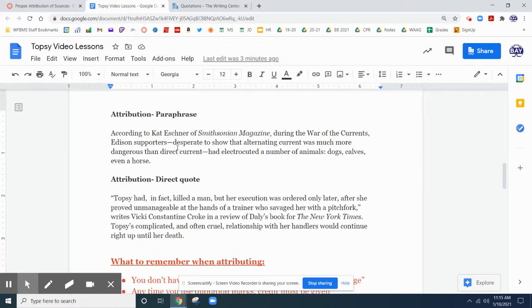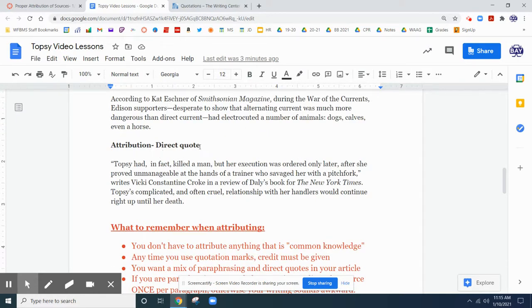So that's one example. Example two is even easier. That's a direct quote. That's where you don't want to go through the business of paraphrasing. Instead, you just want to take a very powerful quote from a source and include it word for word in your own article. So here's the way to do that.